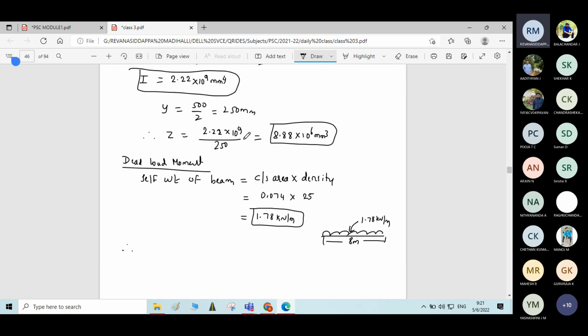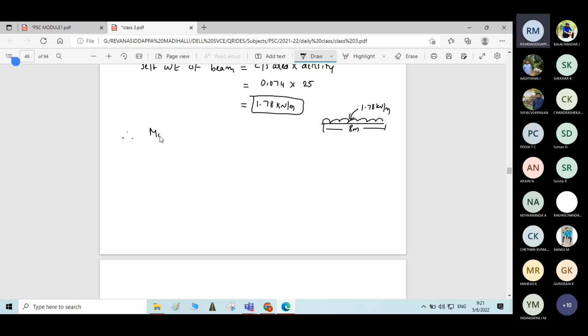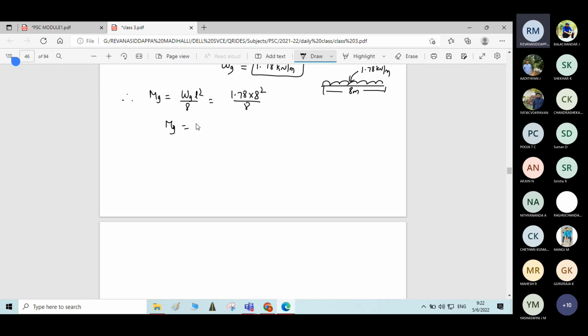Therefore, dead load moment Mg is equal to Wg L square by 8. Okay, this is dead load intensity Wg, 1.78 into 8 square by 8. By this you will get dead load moment. Answer is 14.24, please cross check. 14.24 kilonewton meter. Okay, in terms of Newton millimeter, 14.24 into 10 power 6 Newton millimeter.